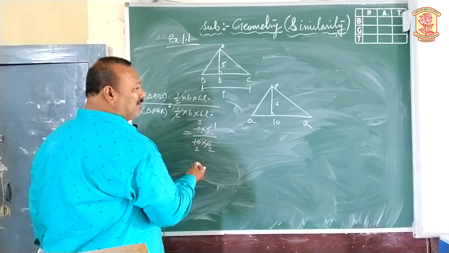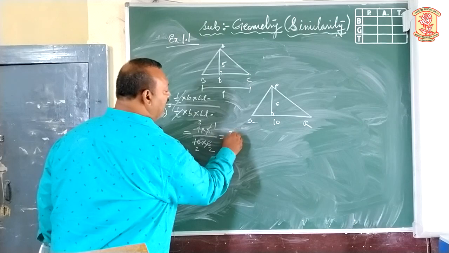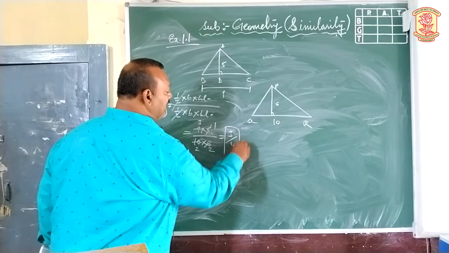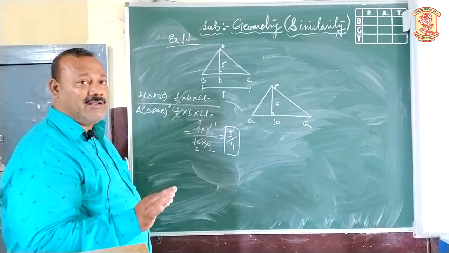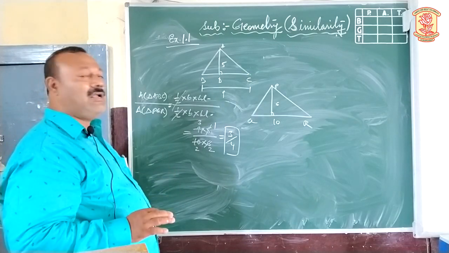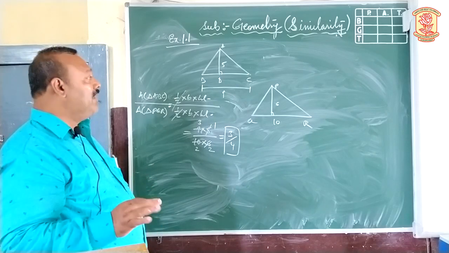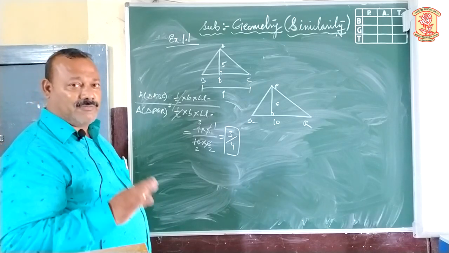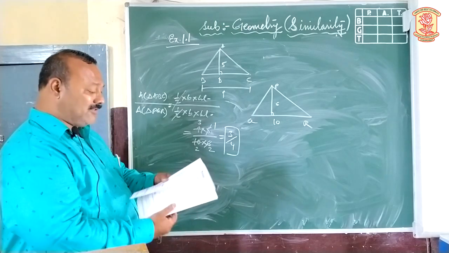Now, it is not possible to cancel and bring it to the reduced form. Here it will be 3 upon 4. This is the ratio of the areas of two triangles. Here they are not similar. We only have to find the ratio of the areas of two triangles which are not similar. Base is given, height is given of the first triangle, base is given and height is given of the second triangle. Now the first question is over.